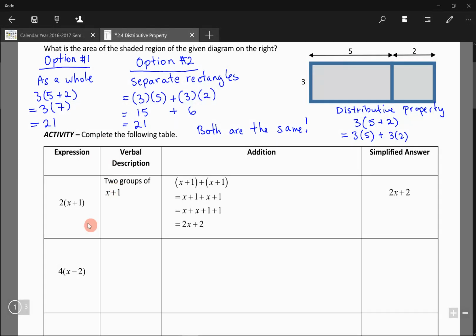Okay, so hopefully you had a chance to complete the activity. I'm just going to go through it really quick. Basically, start off with an expression, 2 times x plus 1. Give me a verbal description. Well, this is just two groups of x plus 1, right? So 2 times this bracket.